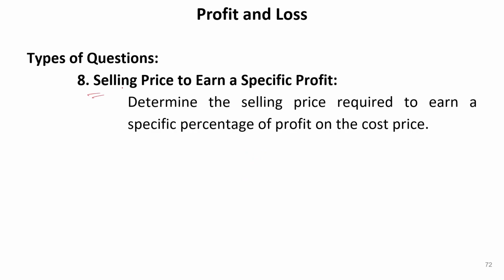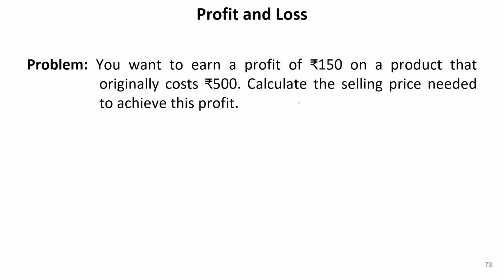So let's see the eighth kind of question: the selling price to earn a specific profit. So determine the selling price required to earn a specific percentage of profit on the cost price. So you want to earn a profit of 150 rupees on a product that originally costs 500 rupees. So calculate the selling price needed to achieve this profit.